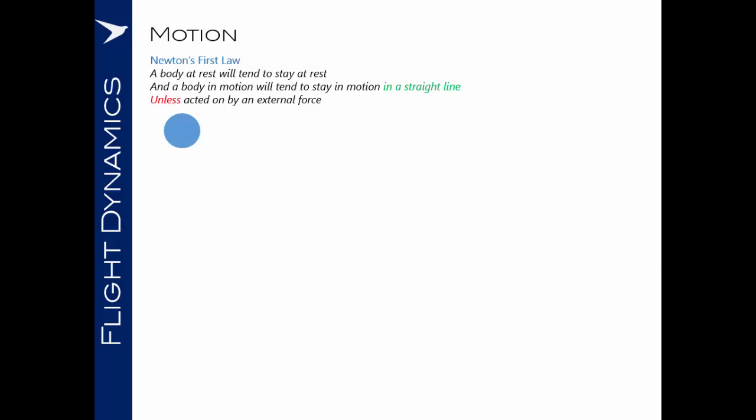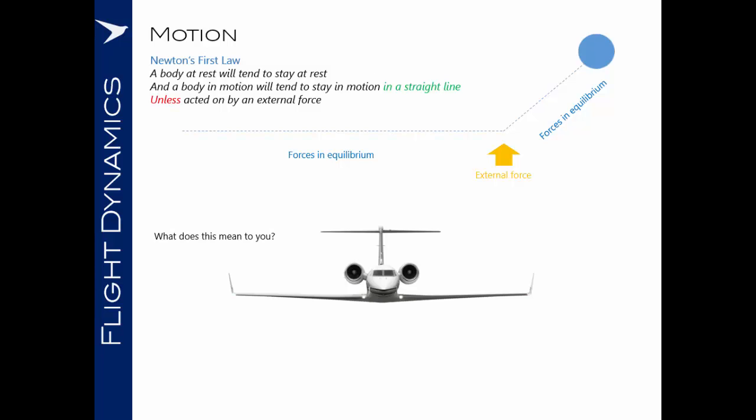Newton's first law states that a body at rest will tend to stay at rest, and a body in motion will tend to stay in motion in a straight line unless acted on by an external force. So, whilst the forces are in equilibrium, the body will continue to move in a straight line until that external force acts, at which point the deviation will happen in proportion to that force. Why is this important to us?